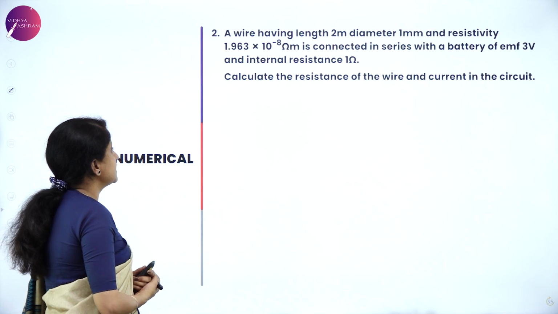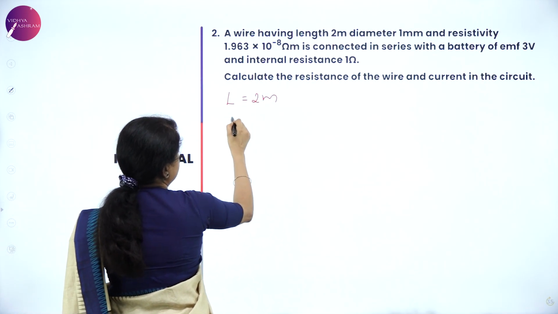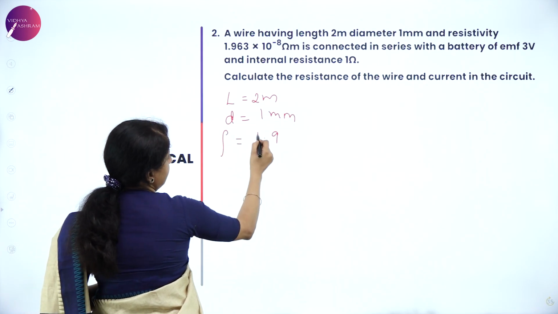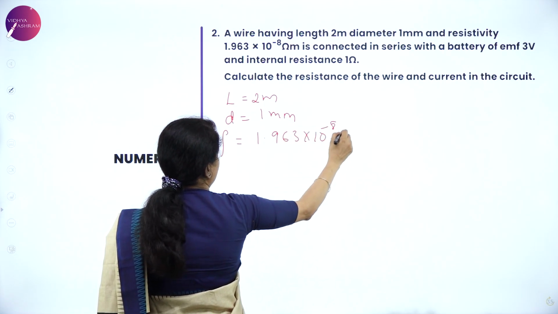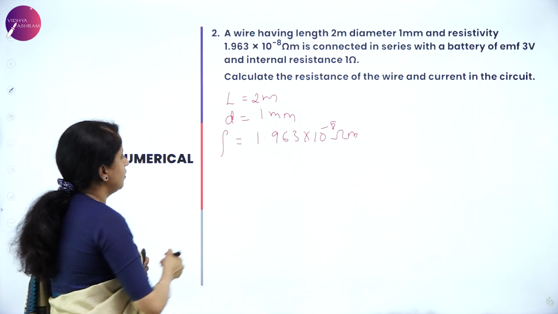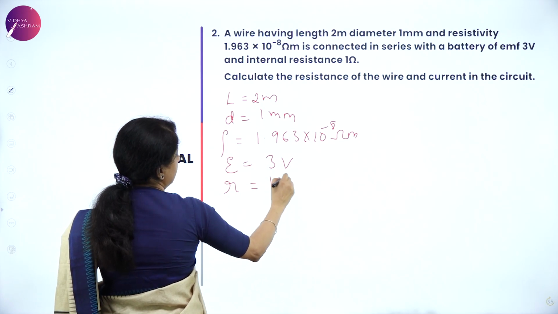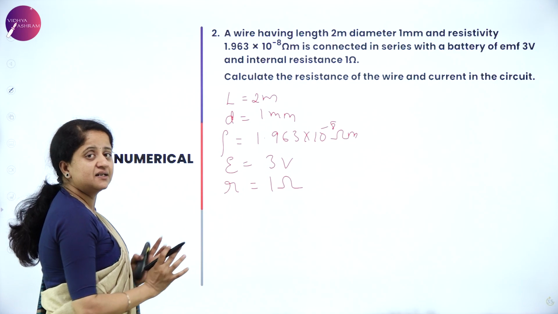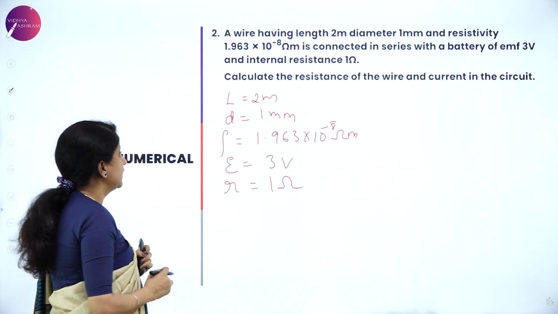Our next problem is a wire having length 2 meter and diameter 1 millimeter and resistivity of the wire 1.963 into 10 power minus 8 ohm meter is connected in series with a battery of EMF 3 volt and internal resistance 1 ohm. Internal resistance is denoted by small r. The external resistance is connected externally to the circuit which is generally denoted by capital R.